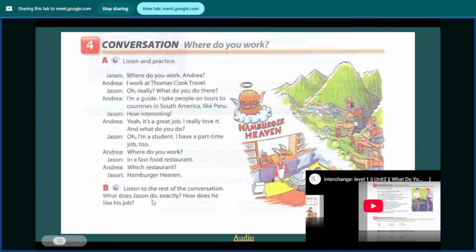So what does Jason do exactly? He's a cashier. And how does he like his job? He likes his job. Very good. He finds it fun, and he gets free hamburgers too. Hamburger. Yes.